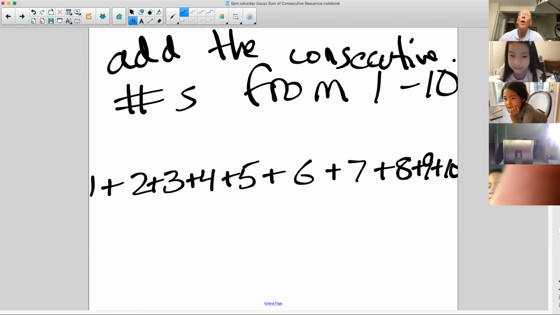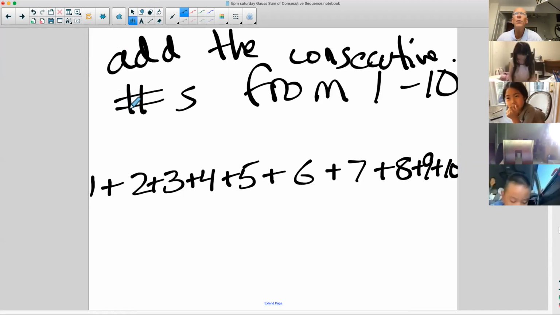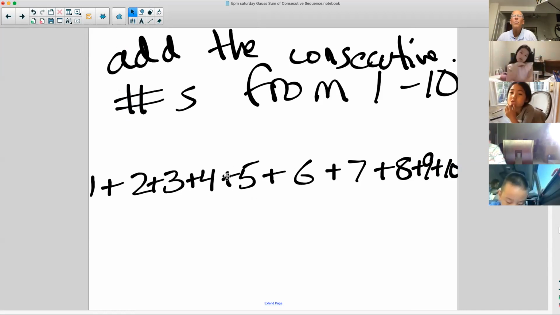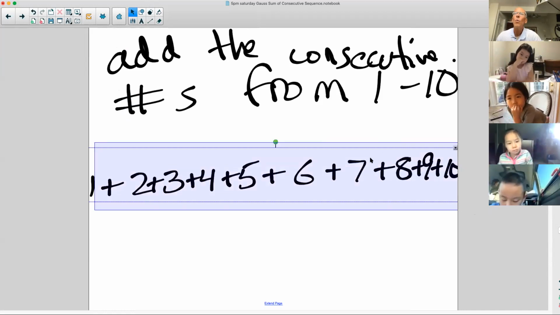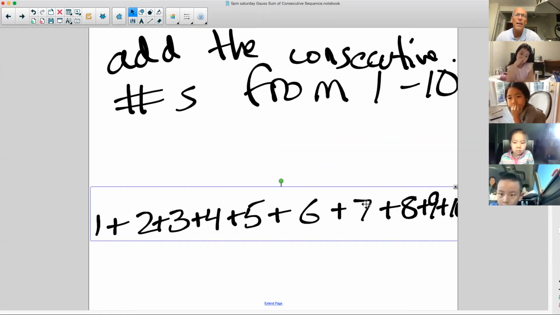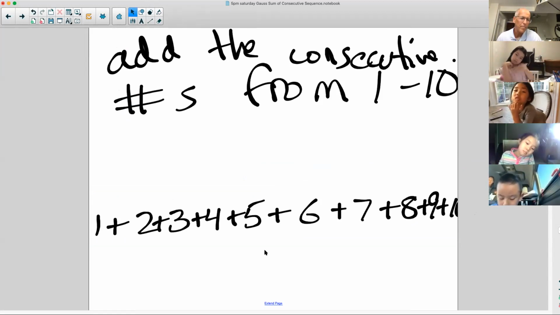Now, I'm not going to tell you what Gauss's answer was yet, but what I want you to do is be thinking about, hey, how do you think he added these numbers up? Do you think he just added 1 plus 2 and then said 3 plus 3 and 6 plus 4? Do you think he did that? Valerie, what do you think? Would you like to see what was going on in Gauss's mind?